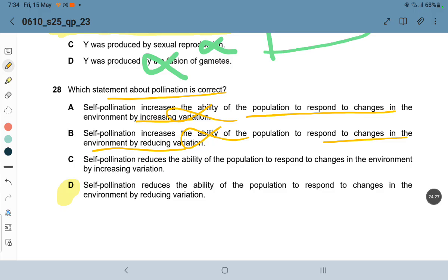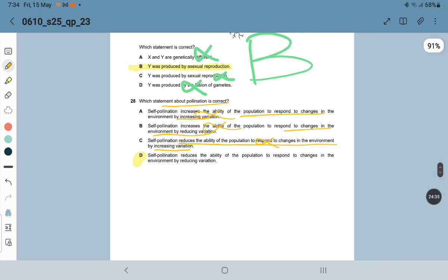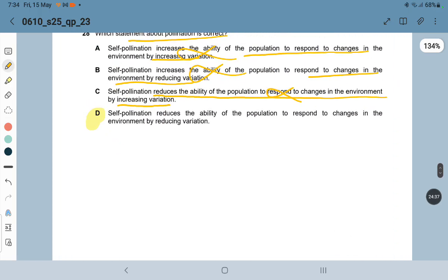So let's check C. Okay, until now it's okay, but by increasing variation, no, it is incorrect, because the one that increases variation is cross-pollination. Self-pollination reduces the ability of a population to respond to changes in the environment by reducing variation.